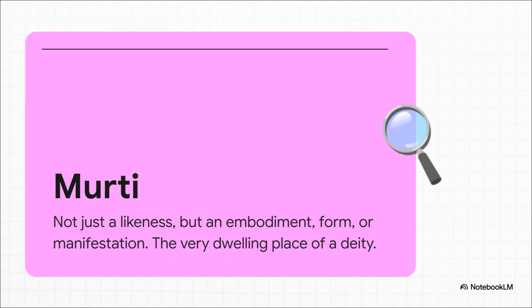And the Indian tradition has this really beautiful word for it. Murti. Think of it this way. It's not just a statue of a god. It's the form the divine takes so it can be accessible to us humans. It's the shape, the vessel, the very place where that deity lives, right here on Earth.